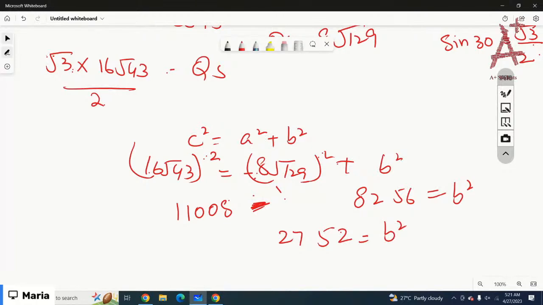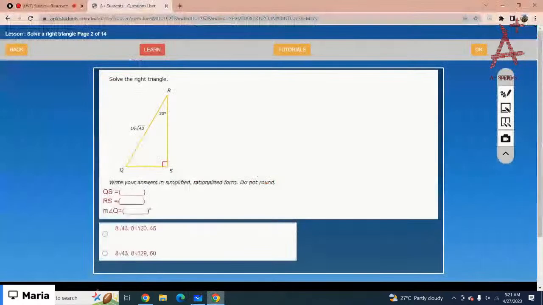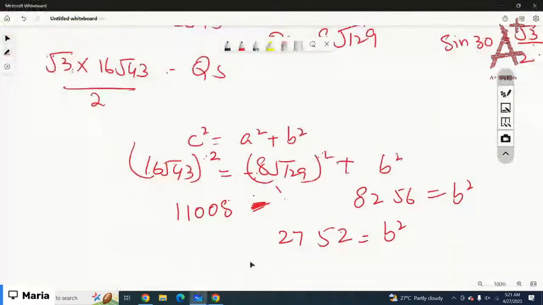Okay, square root 2752, that would be 52.4. If you calculate the value, it would be 8 square root 43. So that is the missing value. Got it? And we know that the missing angle is 60 degrees.